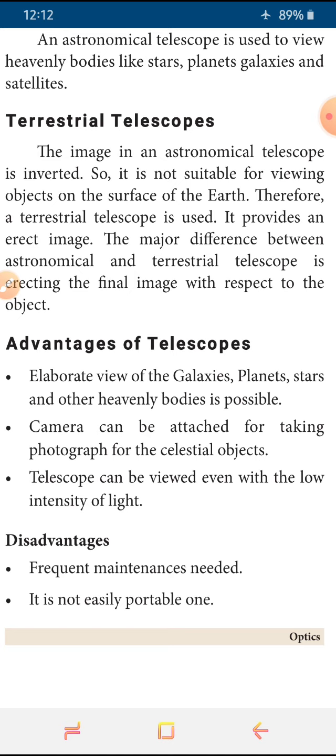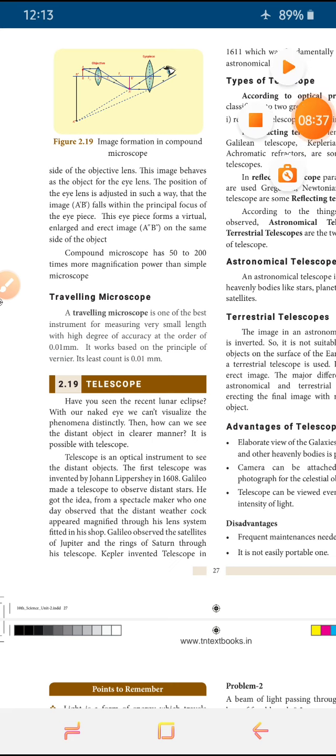And some disadvantages are also there. We have to maintain it often. The next one is that it is not easy to carry from one place to another, so we can say it is not easily portable. These are the disadvantages of these telescopes.